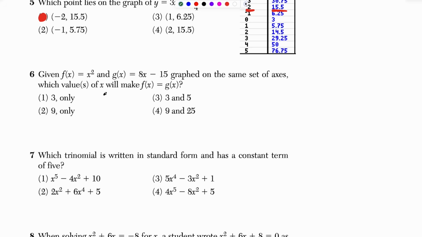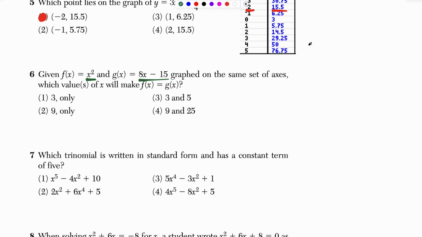Question 6, given f of x equals x squared and g of x equals 8x minus 15 graphed on the same set of axes, which value or values of x will make f of x equal g of x? For this one, I'll do this without a calculator first. If we want to see when f of x equals g of x, we could set f of x and g of x equal to each other.